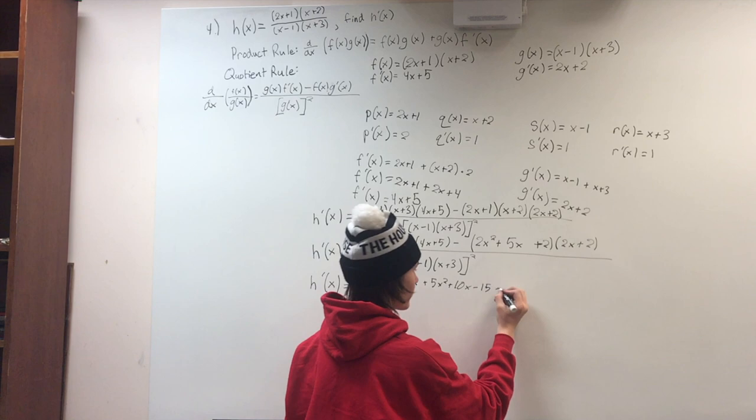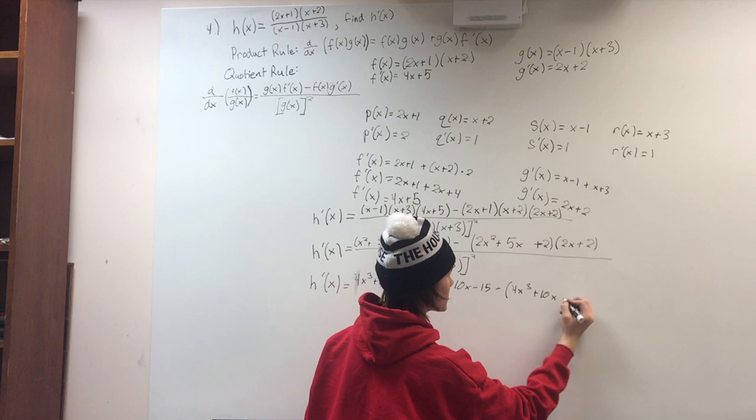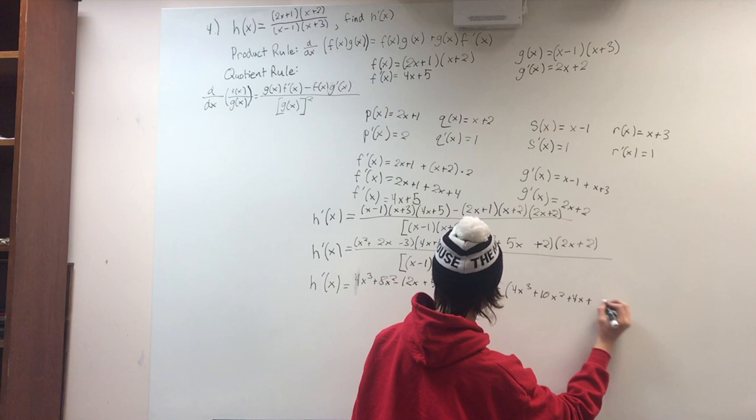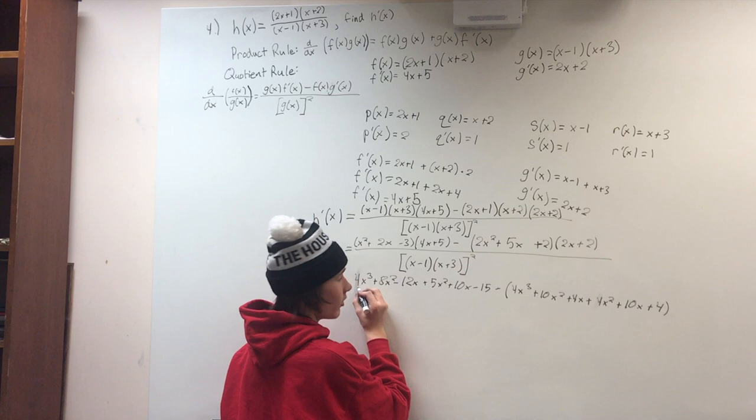And then here in multiplying, and we're going to keep this in parentheses right now for the sake of simplicity, and in multiplying in that 2x, we're going to say 4x to the third plus 10x squared plus 4x. And then in multiplying in this 2, we're going to say plus 4x squared plus 10x plus 4. Still all going to be over that g of x squared.